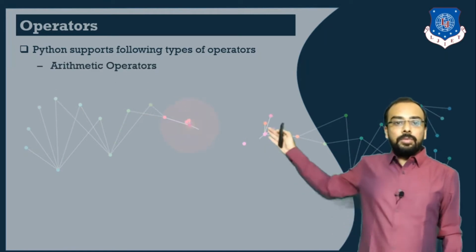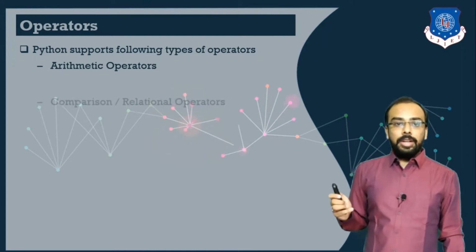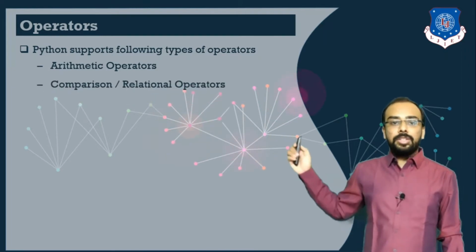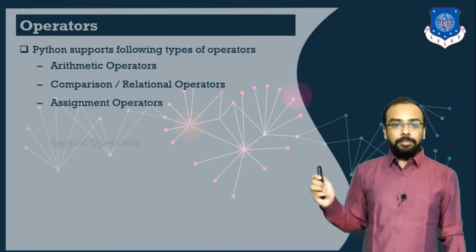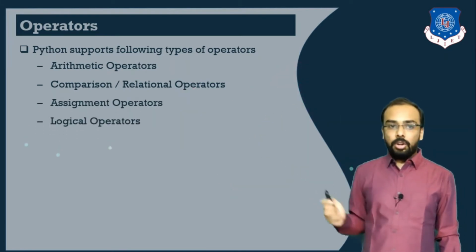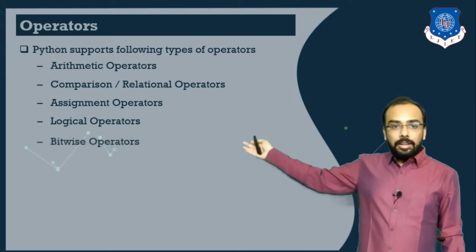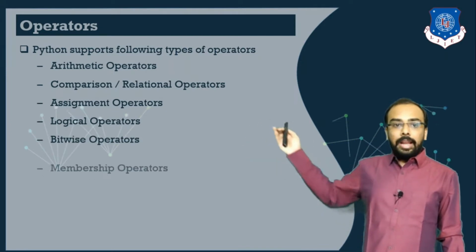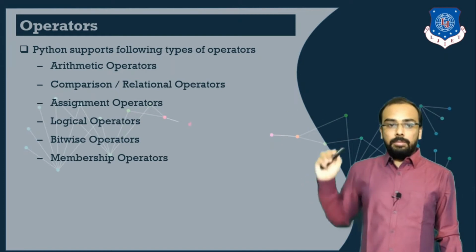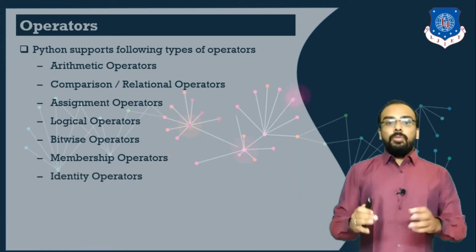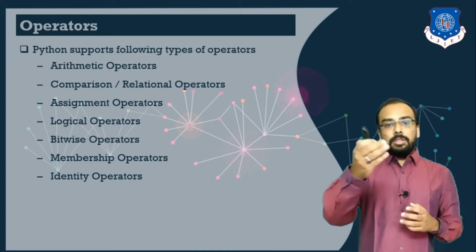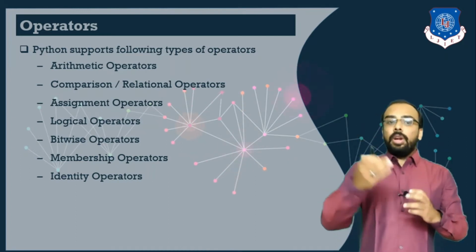So the first one is the arithmetic operator. Next is the comparison or relational operator. Next is the assignment operator. Next is the logical operator. Then the bitwise operator, and the last are the membership operators and the identity operators. Now we have seen the previous operators in different programming languages.